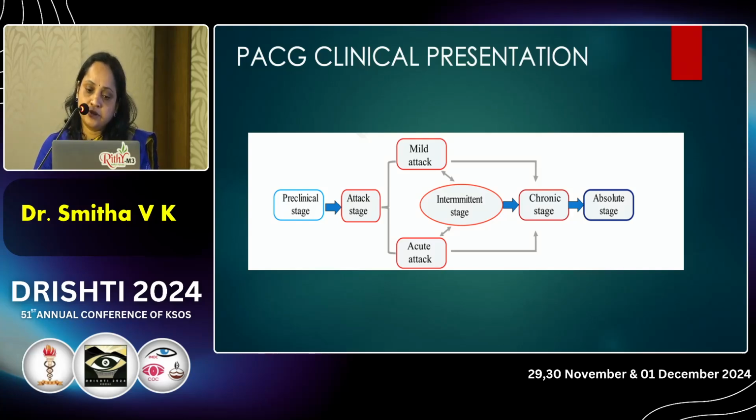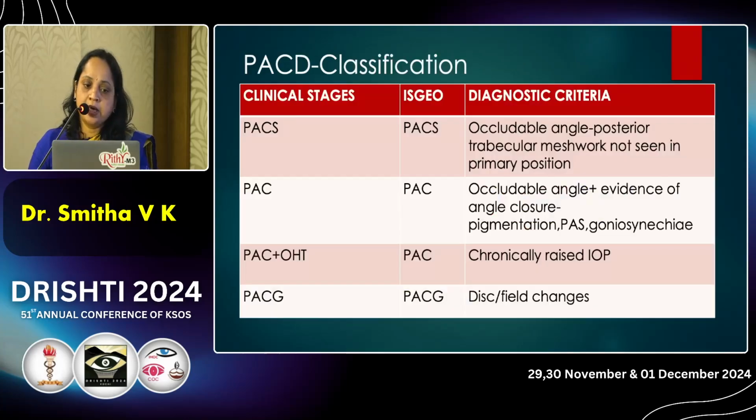If the angle keeps on closing, then it can go to a chronic stage, where there is increased IOP and glaucomatous damage. And in the absolute stage, there is refractory eye pain with glaucomatous optic atrophy. ISGEO classifies primary angle closure disease into primary angle closure suspect, primary angle closure, and primary angle closure glaucoma. This helps in planning the management of angle closure, but this classification has not taken into account the optic nerve damage or trabecular dysfunction.